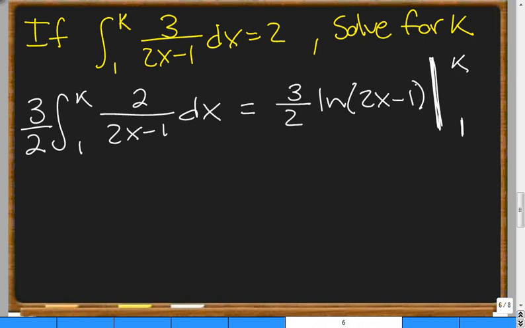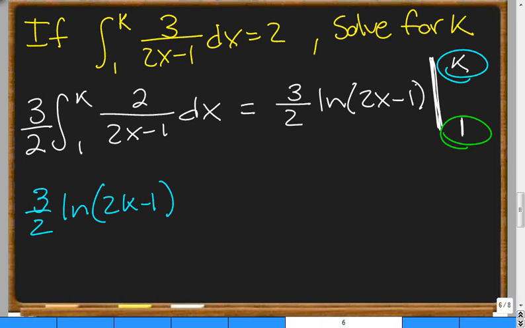So remember, we plugged k in first, and then we plug 1 in next. If we plugged k in, we would get 3/2 times the natural log of 2k minus 1, minus 3/2 times the natural log of 2 times 1 minus 1, which is 2 minus 1, which makes 1. And we know from the beginning of the problem that this whole thing equals 2. So let's use this to our advantage.